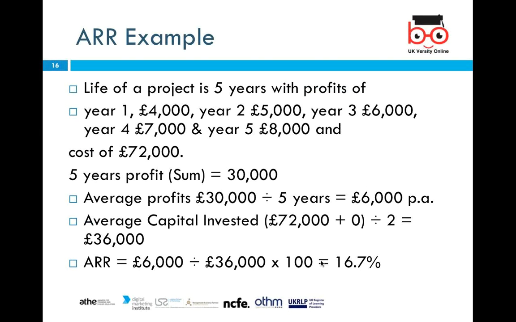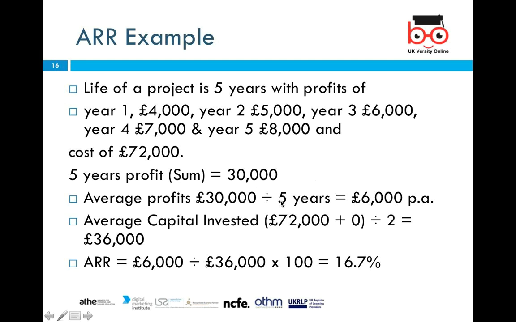Let's see one example of the average rate of return, or the accounting rate of return. The life of a project is 5 years, with profits of 4,000 in the first year, 5,000 in the second year, 6,000 in the third year, 7,000 in the fourth year, and 8,000 in the fifth year. Altogether, the 5 years' profit is 30,000 if we sum up the profits consecutively, and the cost of the project is 72,000. Now, what will be the profit per annum on average?